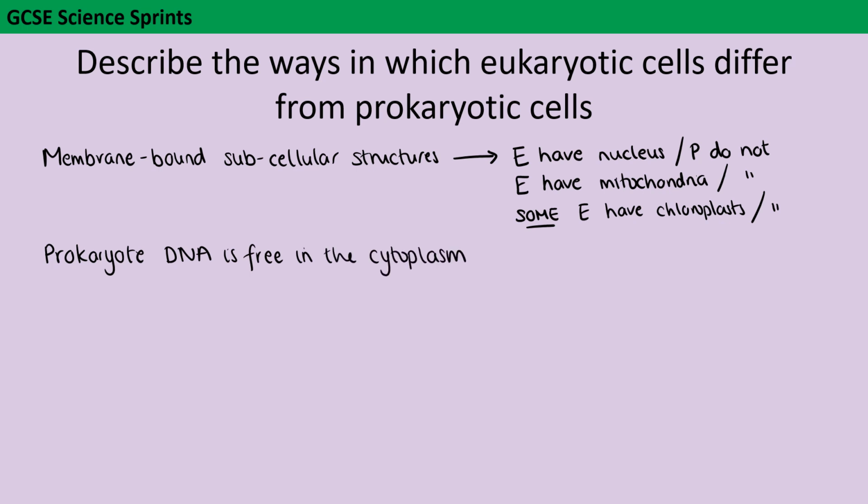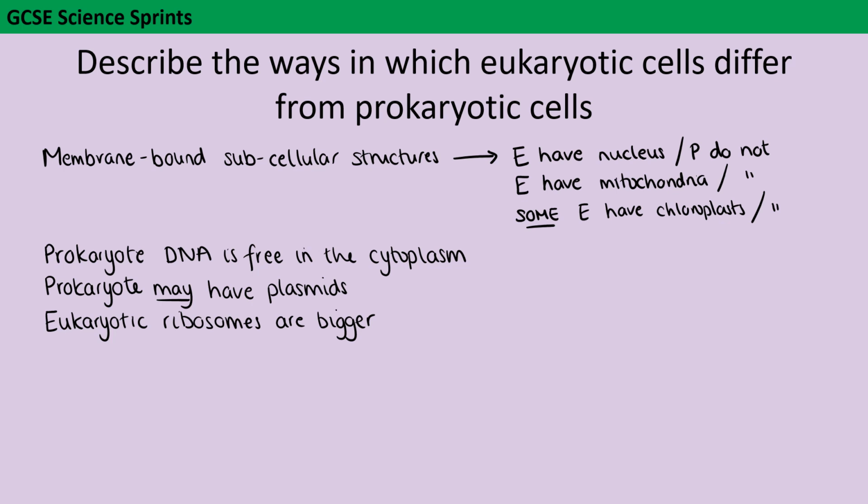Next, we can talk about the fact that because the prokaryotes don't have a nucleus, their DNA is just free in the cytoplasm. And then some prokaryotes may also have plasmids. So these are those tiny little circles of DNA that tend to contain additional genes that aren't vital for survival, but they are useful to have. They're like cheat codes, so things like genes for antibiotic resistance.